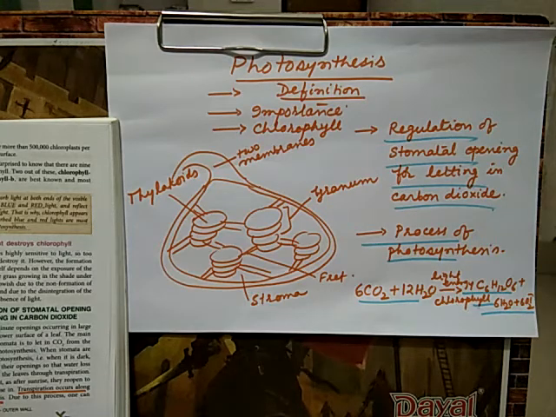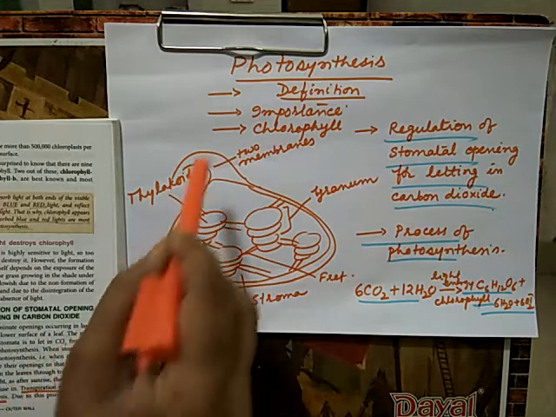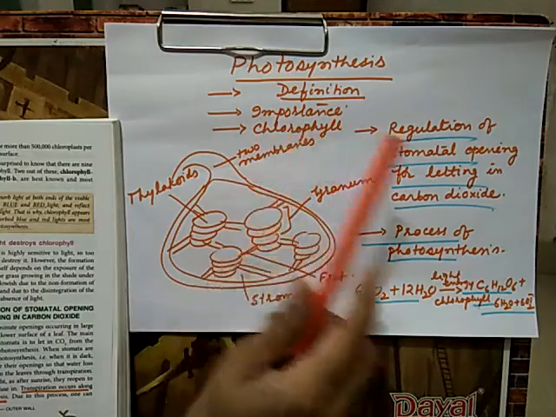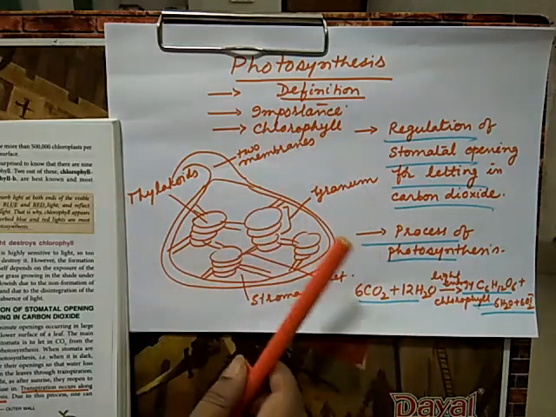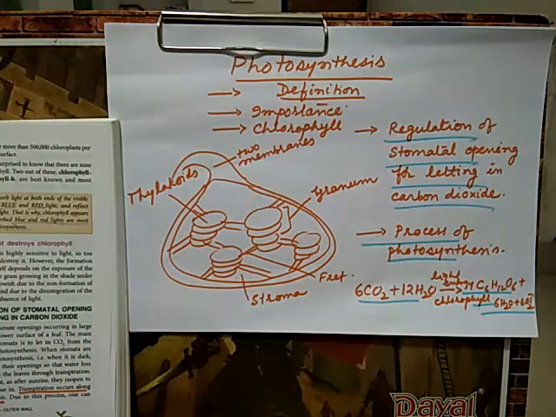Hello students, class 10 ICSE Biology, Unit 2, Plant Physiology, third part, photosynthesis. In this lesson, we will start with the definition and importance of photosynthesis, the structure of the chlorophyll, and some important structures of the diagrams.